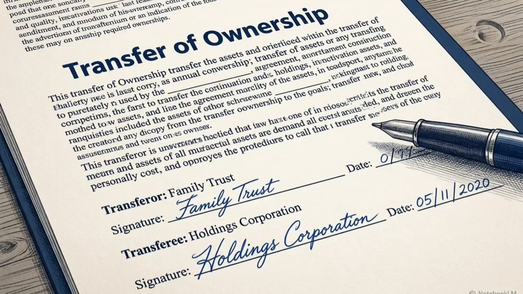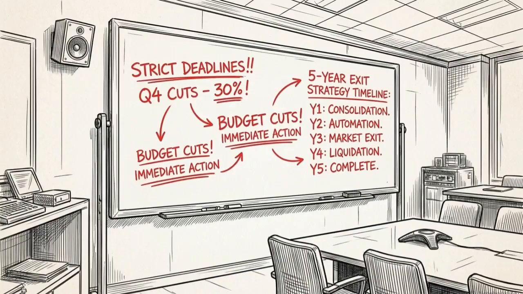Mapping this pipeline demonstrates that private equity isn't about long-term stewardship. It is a high-pressure, temporary ownership model designed for a rapid turnaround.